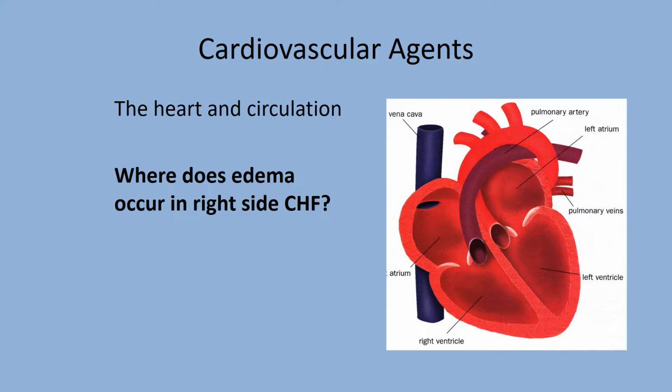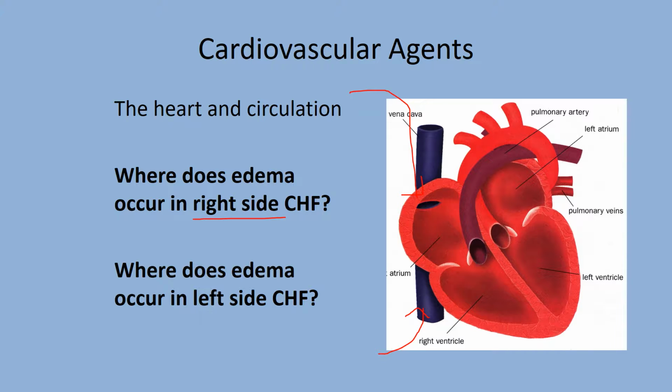So, right side of the heart, what is preceding the right side of the heart? So we have the vena cava. So that means your extremities will retain fluid. How about the left side of the heart? Where would there be fluid accumulation if congestive heart failure occurred on the left side of the heart? So preceding the left side of the heart, going to be the lungs. So that means your lungs will fill with fluid. So knowing your symptoms, the doctor can predict which side is affected.